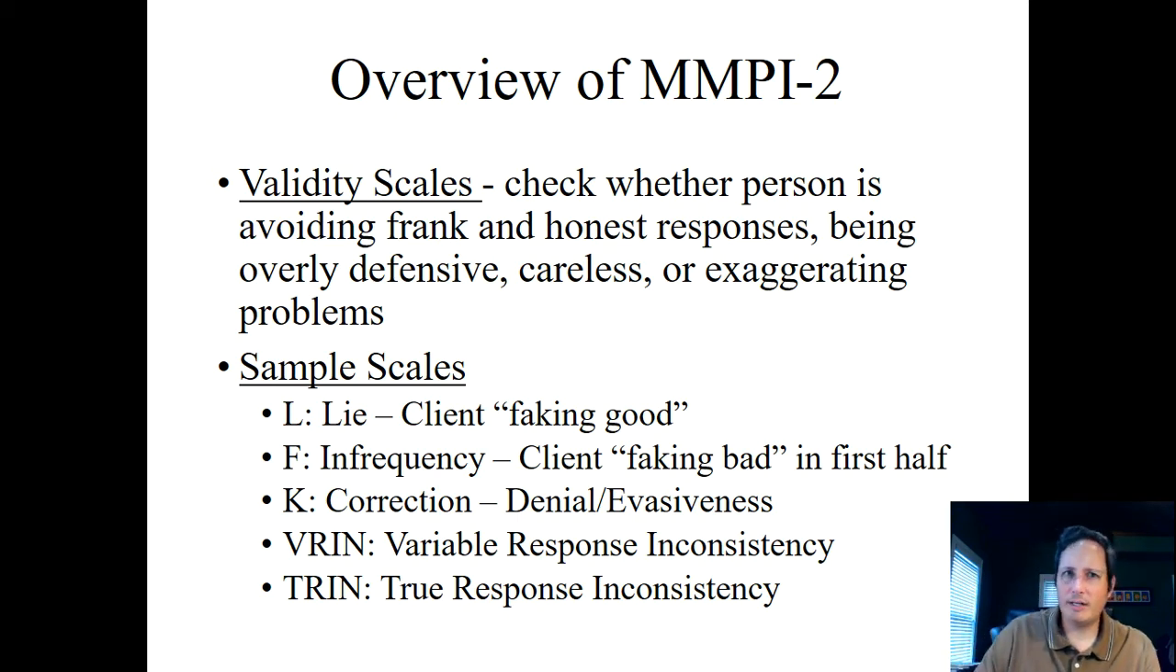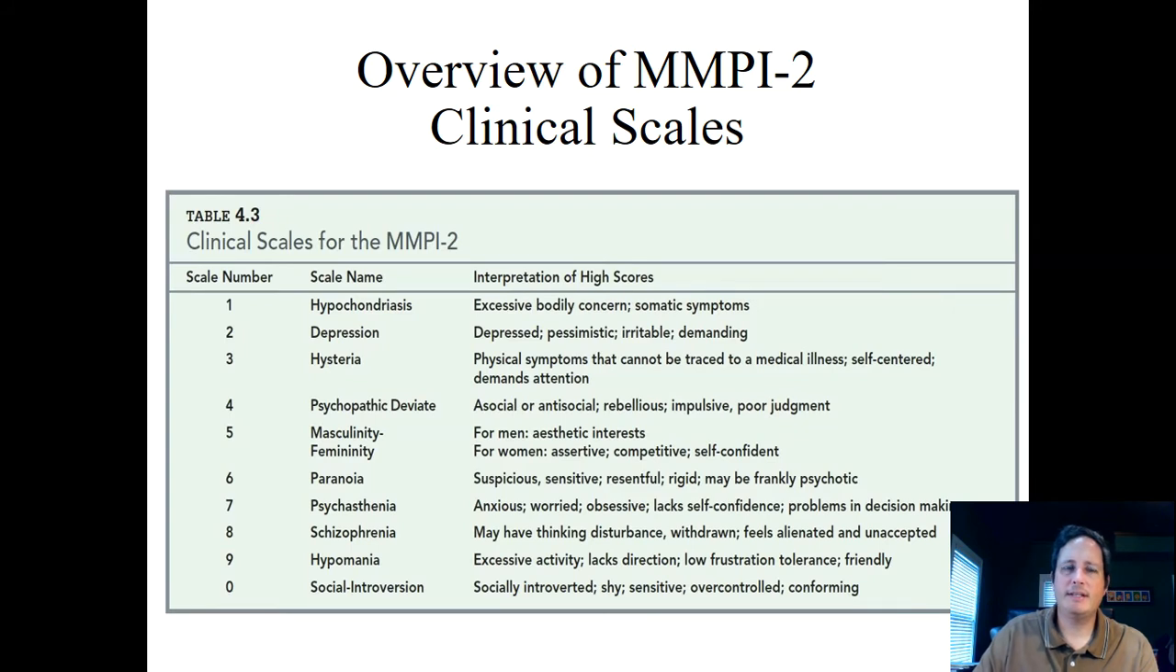Now, there are clinical scales in addition to the validity scales. And so this is an example of the clinical scales that you're seeing on the MMPI-2. There are 10 of them, and you can see some of these scale scores are more important than the evaluation of any particular scale. In other words, we're looking for patterns and not just an individual score.